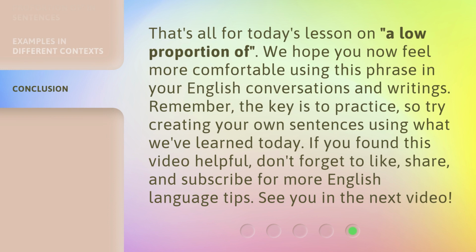That's all for today's lesson on a low proportion of. We hope you now feel more comfortable using this phrase in your English conversations and writings. Remember, the key is to practice, so try creating your own sentences using what we've learned today.